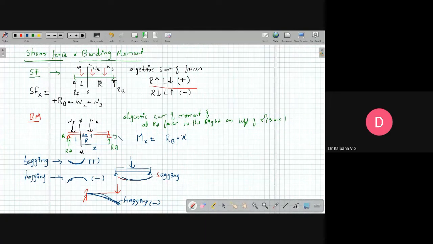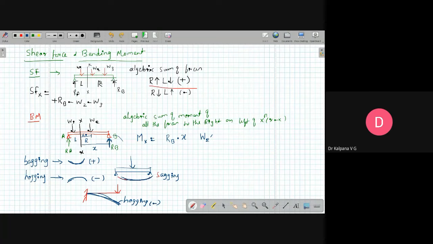So moment is load into perpendicular distance. So here RB is the reaction. The distance between the section on which we are taking moment and the line of action of the load is the perpendicular distance. So for a vertical load, the perpendicular distance is horizontal, whereas for a horizontal load, the perpendicular distance is vertical. So the distance between the section X and the reaction RB is X. So RB into distance X is the moment. Again, while considering W2, I am having W2 into small x1.